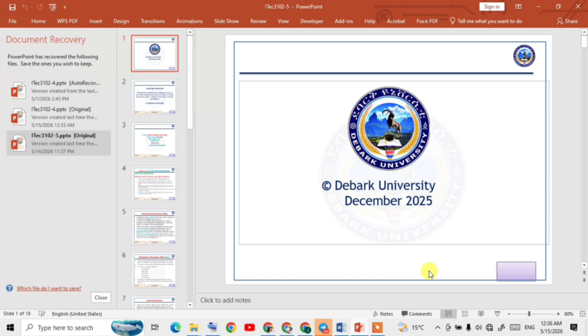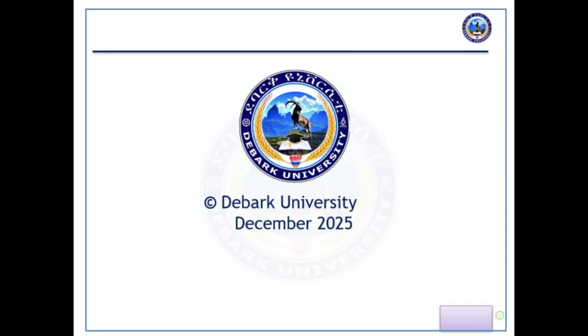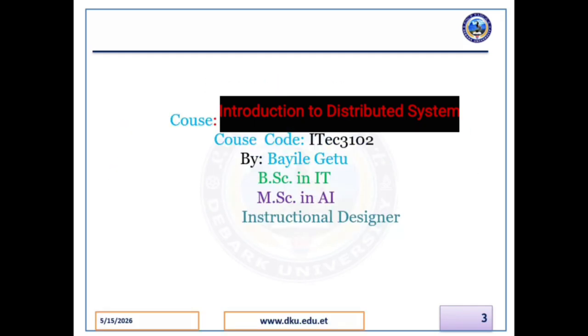So far, we have discussed Module 2, Chapter 1, about models of distributed computing. Today, we will discuss Module 2, Unit 2, Client-Centric Consistency Model. Okay, so let's go.